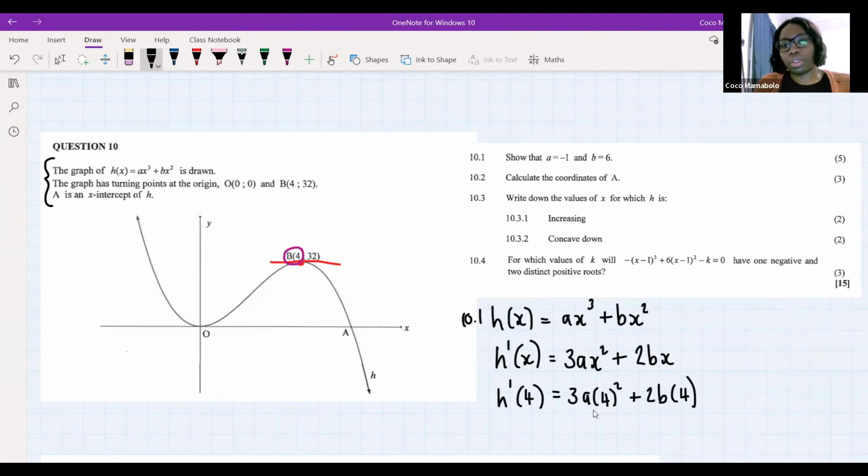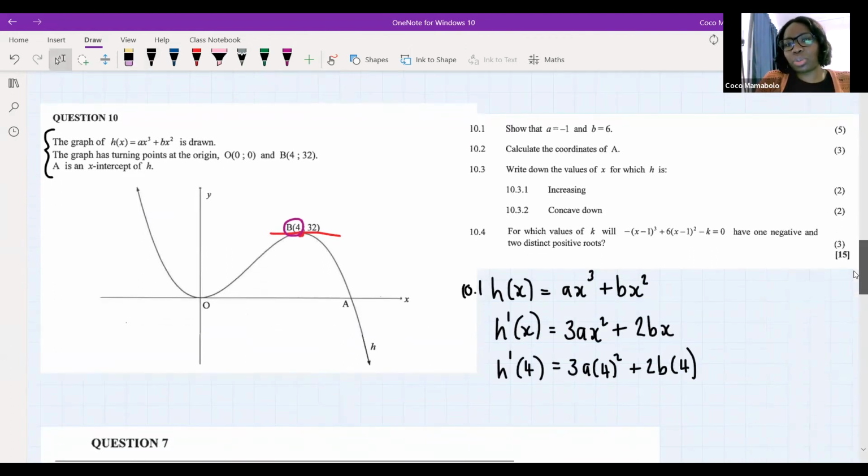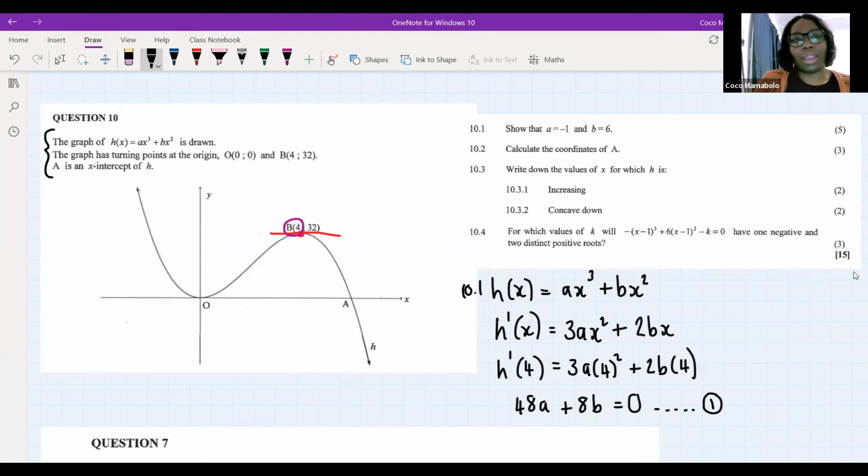So I'm going to write it the other way around. I'm going to take the derivative of h at 4 and make it 0 on the other side, so it looks like a nice equation. Okay, I'm going to have 4 squared is 16 times 3 is 48. Phew, my maths is escaping me. 48a plus 8b, and all of this is going to equal 0. Now, I'm not done because I still don't know what a or b is, but I'm going to call this equation 1.